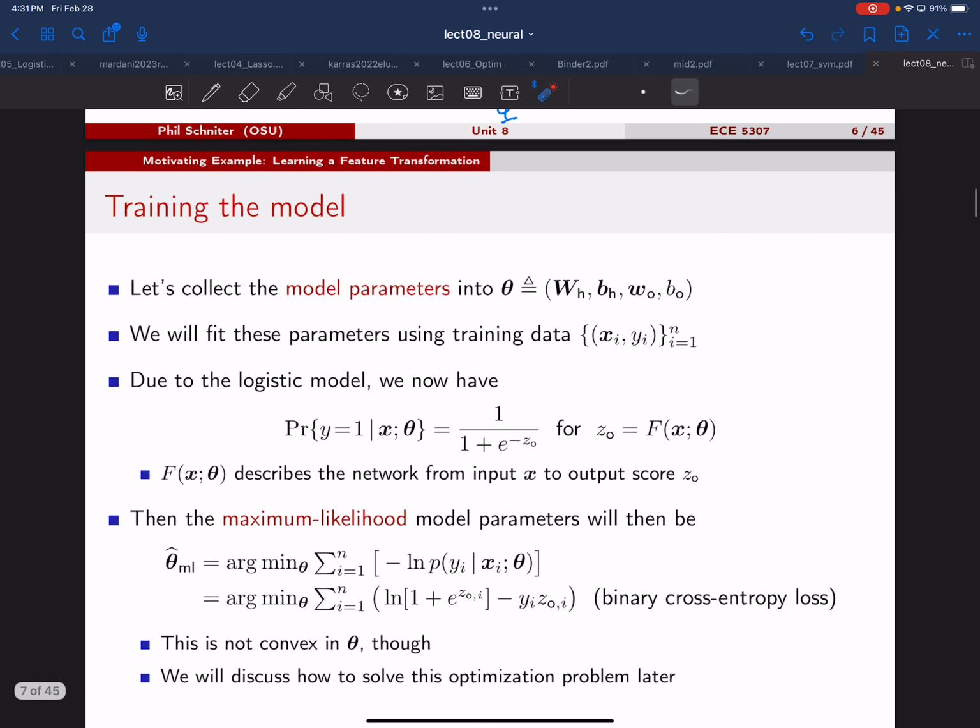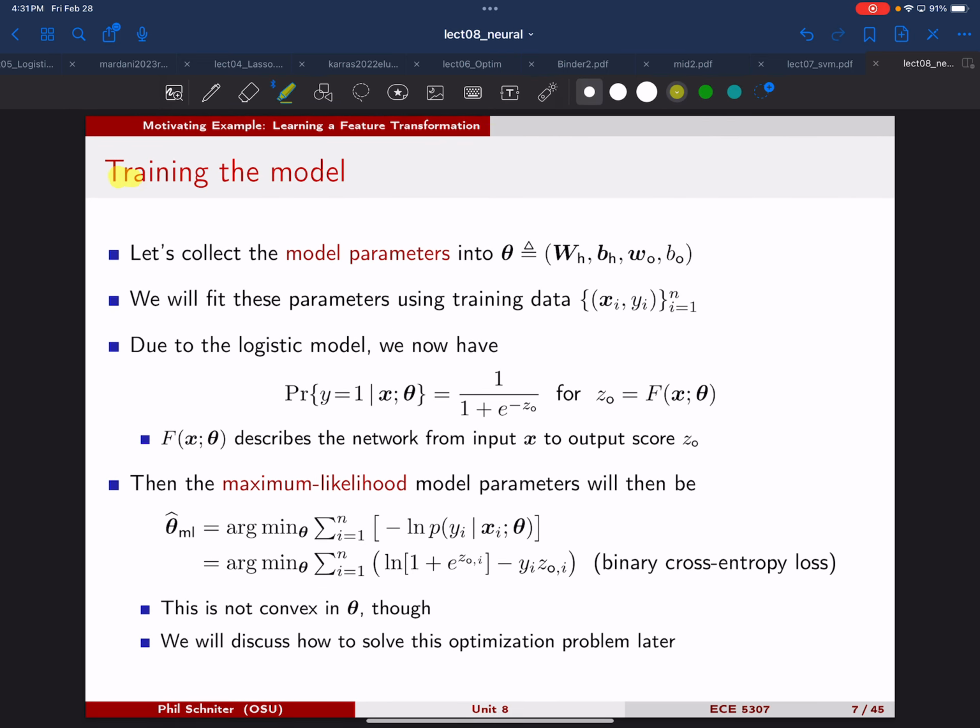Okay. So let's talk about training the model. So we talked about this a little bit, but let's look at the equations. So all the things we have to train are these, the weights in the hidden layer, the biases in the hidden layer, the weights in the output layer, and the bias coefficient in the output layer. So let's just put them all together and refer to them as theta. That's what we have to train or learn. To do this, we're given some training data, like always, n, x, y pairs. These original x's are just two-dimensional in this example. The labels we assumed are 0 and 1.